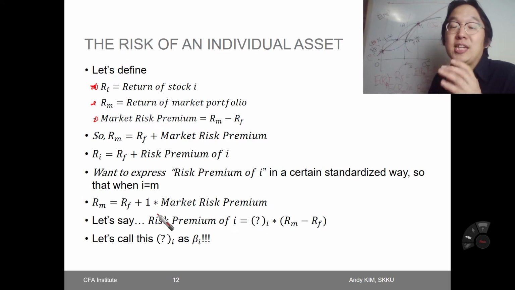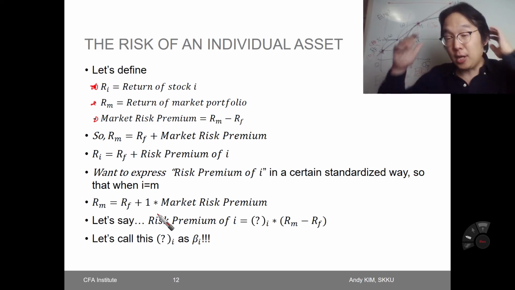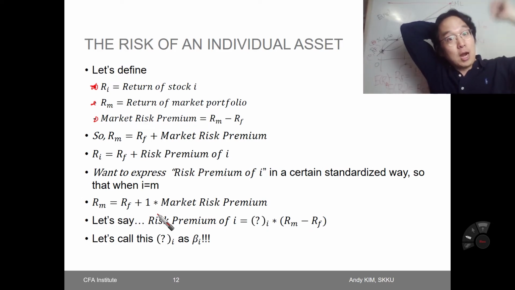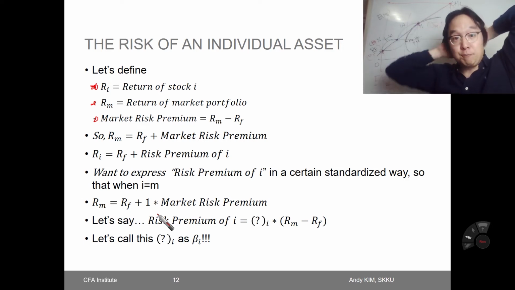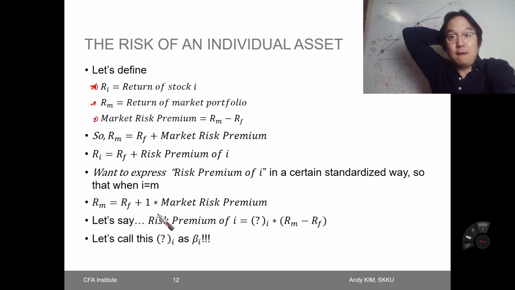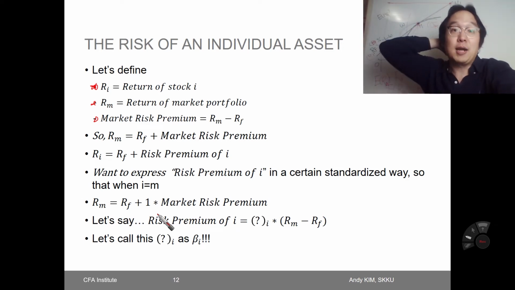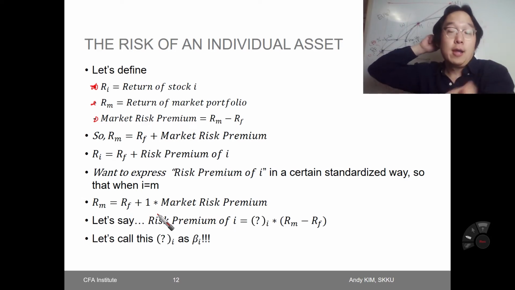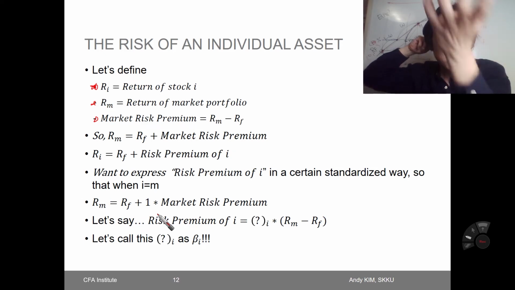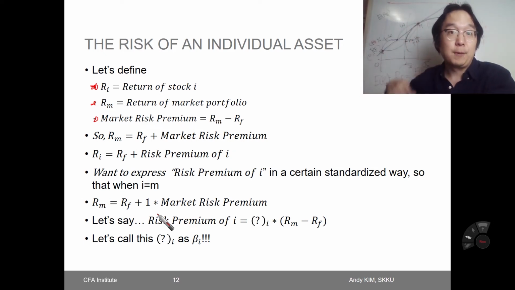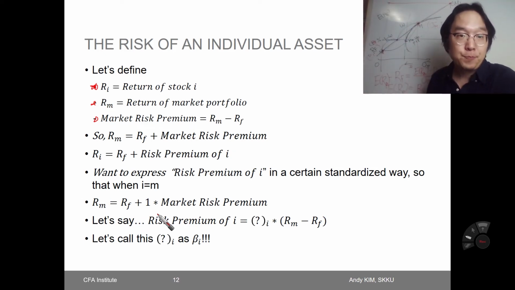Whether you use it expected return ERM or not, I don't care. So RM should be RF plus market risk premium. That makes sense, right? That was the definition of market risk premium. Excess return of market portfolio in excess of what? In excess of risk-free security. That's market risk premium. All right.